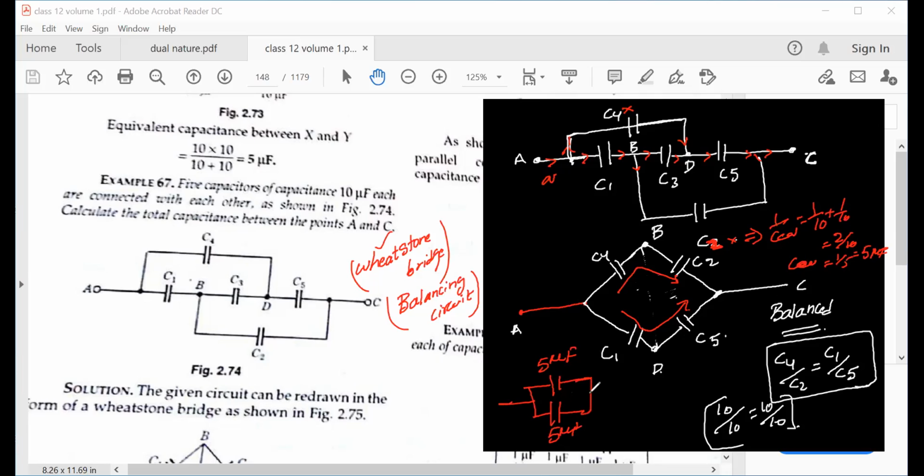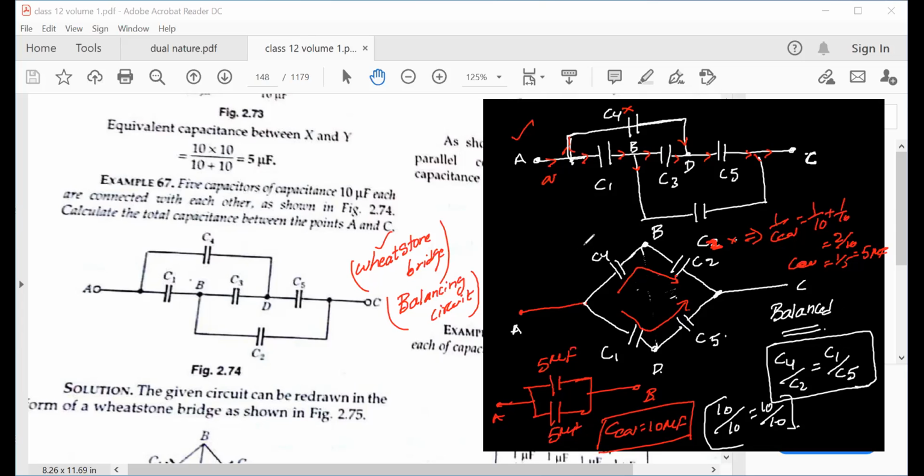Okay, so these two are connected in parallel now. So it is your A point and it is your B point. So for parallel, the C equivalent is equal to 10 microfarad. Remember it, it is related to the Wheatstone bridge. For this type of circuits, try to consider the balancing condition. The formula is C4 by C2 is equal to C1 by C5.